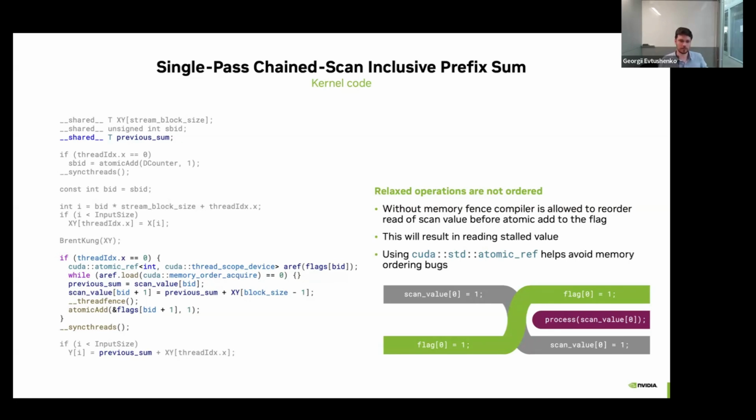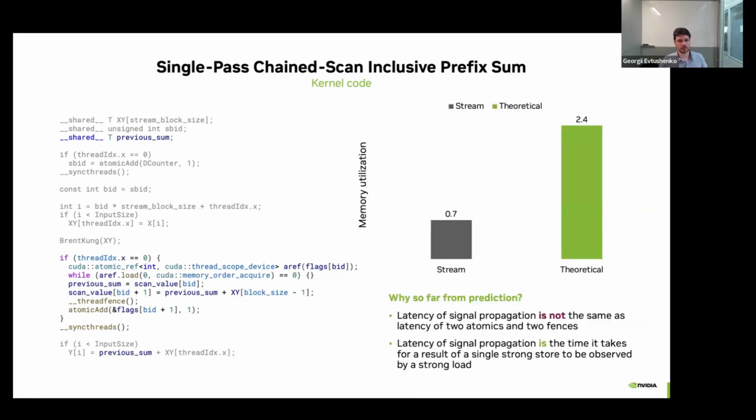To avoid this kind of memory ordering issue, you should be using std_atomic instead. When using CUDA std_atomic, we can clearly state that the flag load has acquiring semantics. In this case, loading the scan value can't get reordered before loading the flag, just what we wanted. Now that the code is functionally sound, let's return to the original question. Why is the expected throughput so far away from the achieved one? The issue is that our speed of light analysis was based on message passing latency.